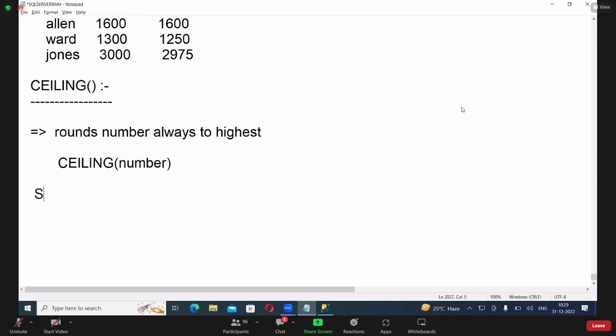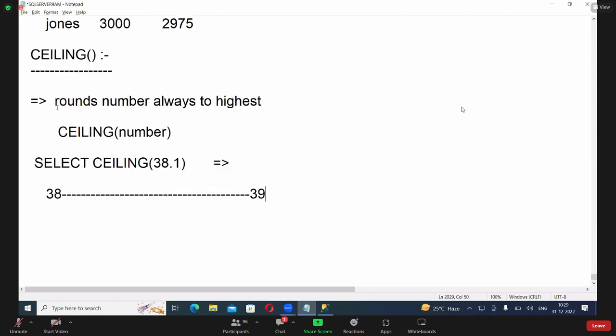So example, select ceiling of 38.1. This number is checked. This number is between what range? 38 to 39. But ceiling always rounds the number to the highest. What is the highest? 39.